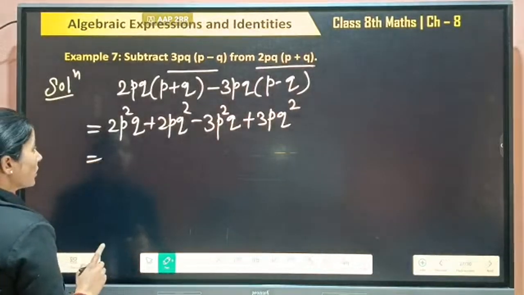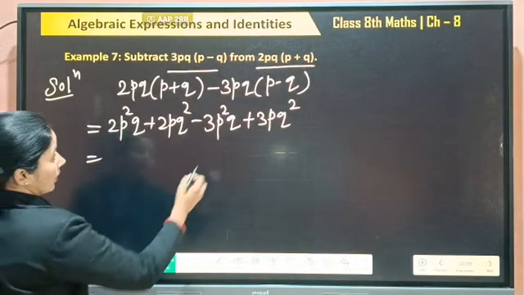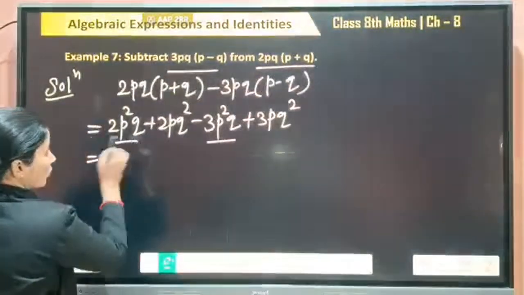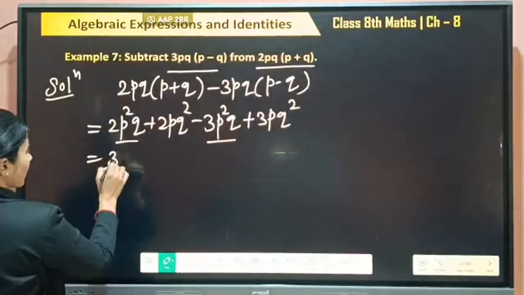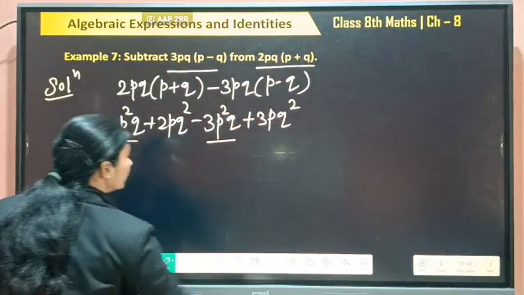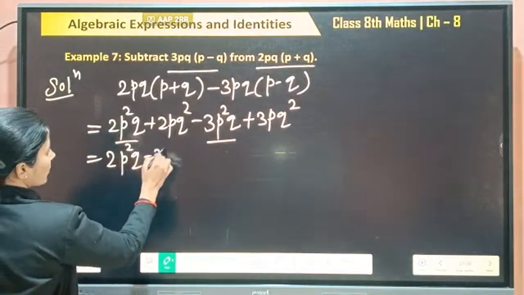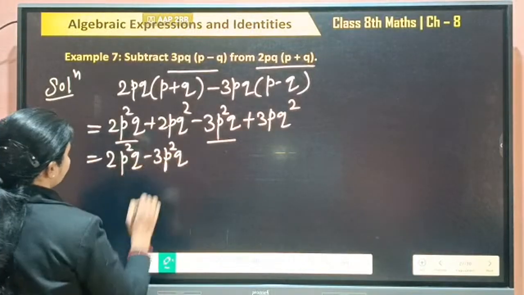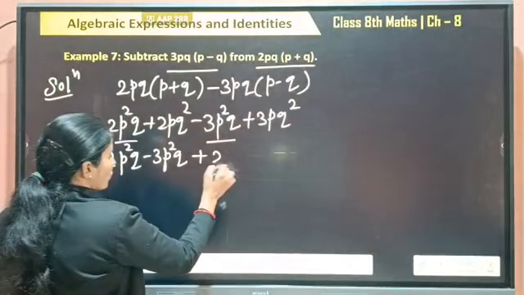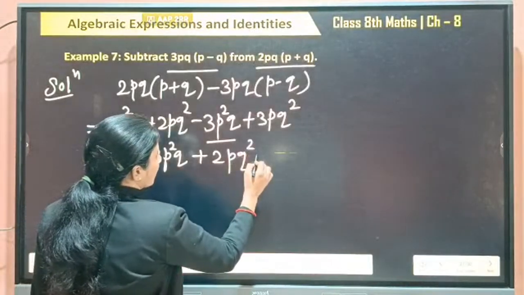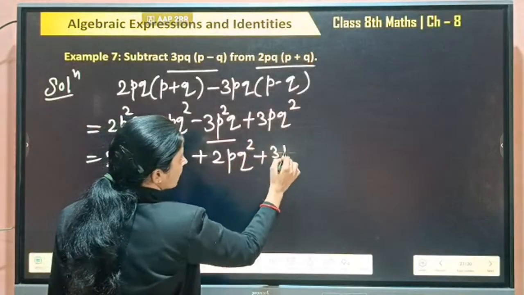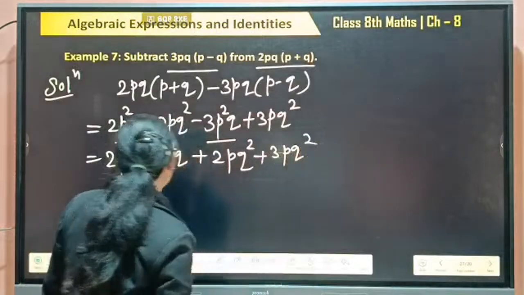Now 2p square q, this term and this term both are alike. So I will write them together. It will be 2p square q minus 3p square q plus 2p q square plus 3p q square.